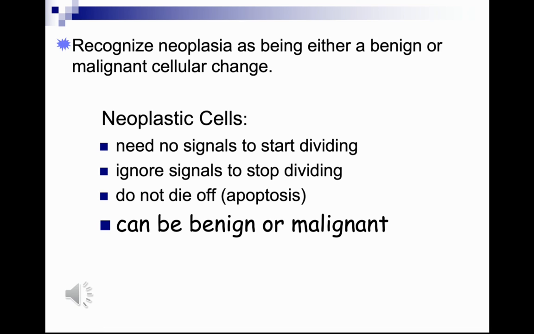Recognize that neoplasia can be either a benign or a malignant cellular change. Neoplastic cells in general need no signals to start dividing. Neoplastic cells ignore signals to stop dividing. Neoplastic cells do not die off, do not undergo apoptosis. And again, neoplasia means a cell can be either benign or malignant. That new volume of tissue is either benign or malignant.